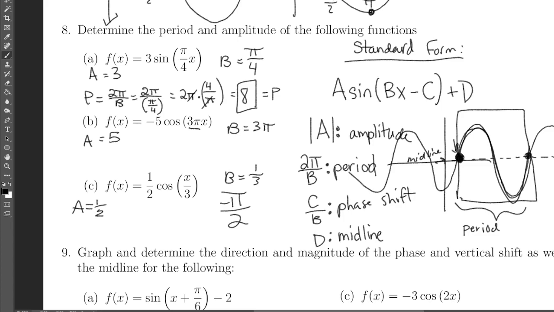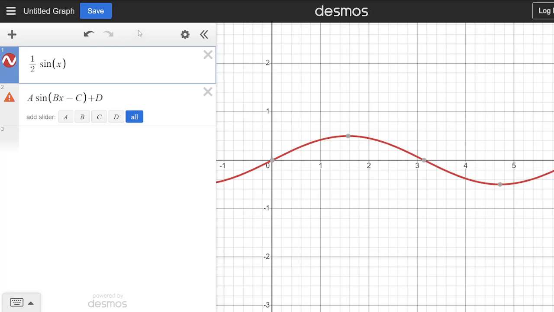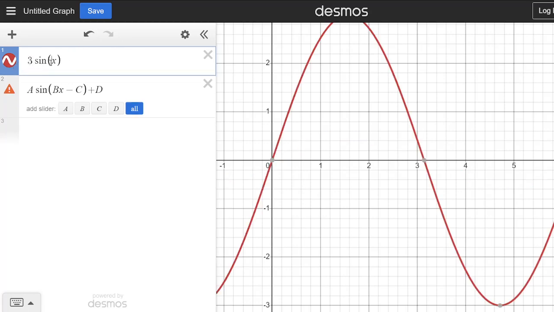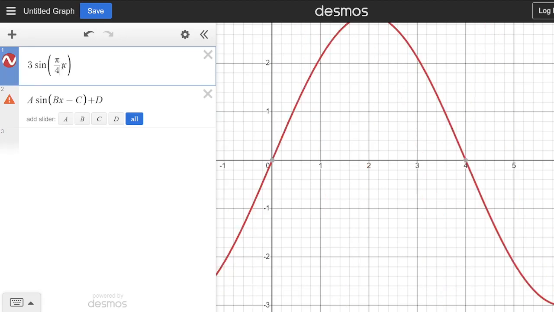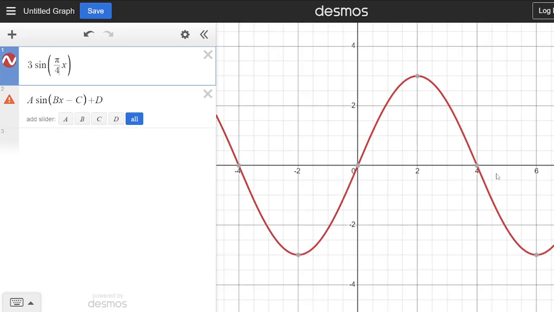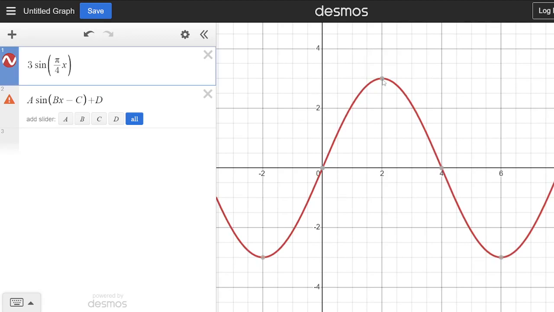So our function here is 3 sine, pi over 4 x, I should say. And what you'll see here, again, our maximum value is going to be 3. Our minimum value is going to be -3 because our amplitude is 3 and our midline is here at 0.